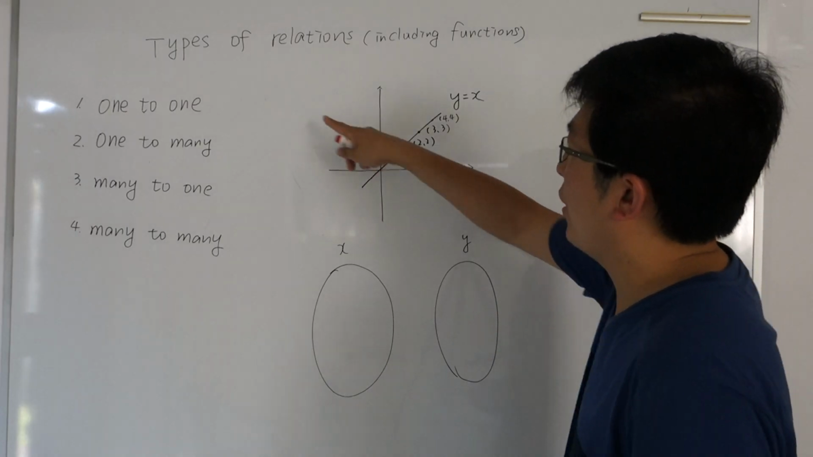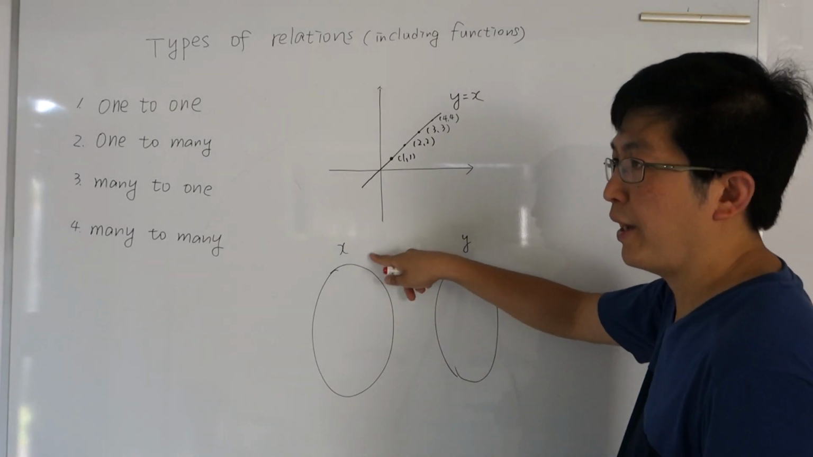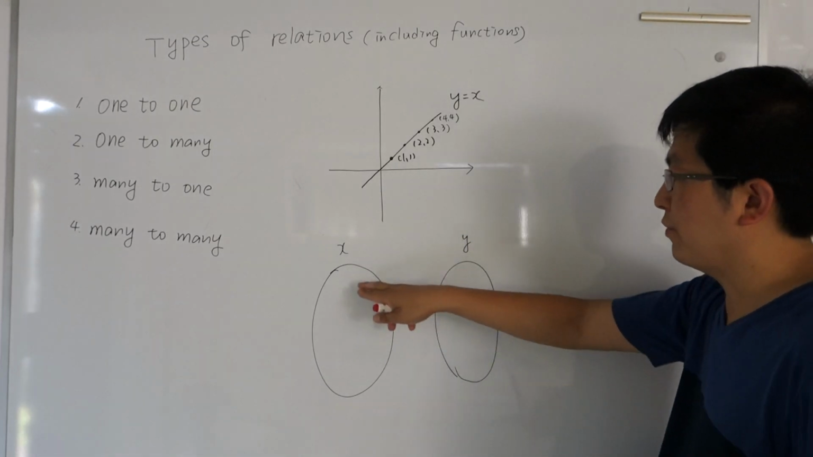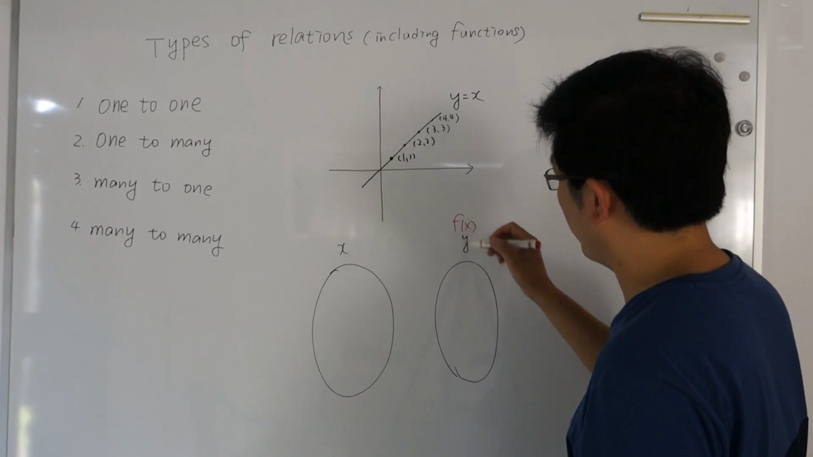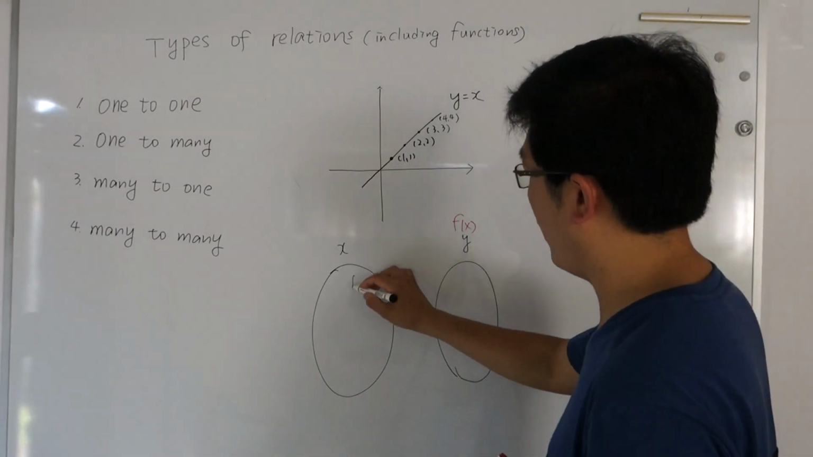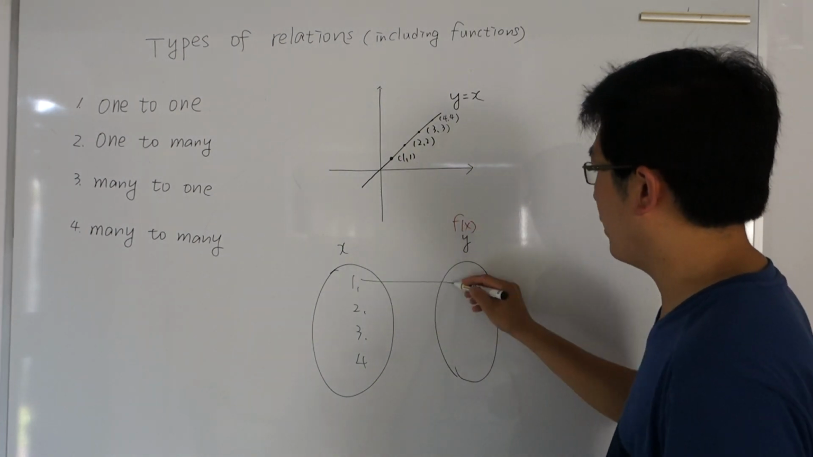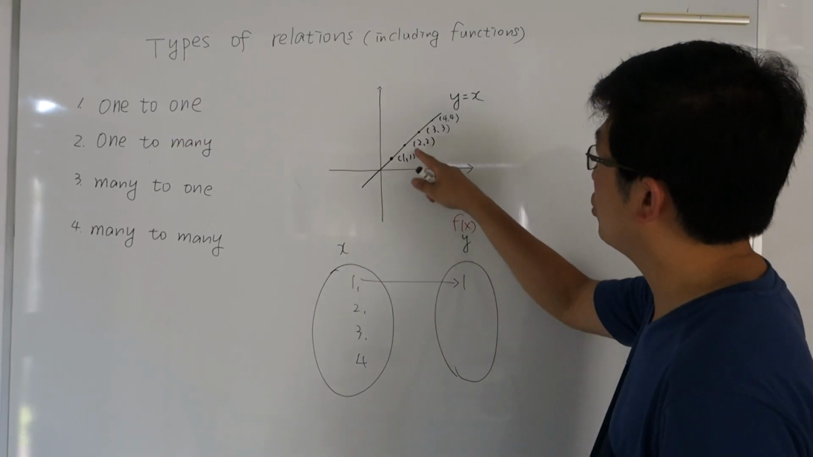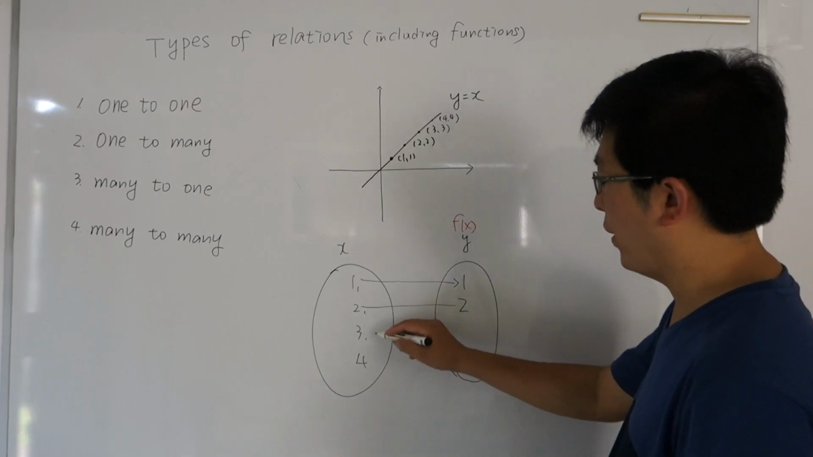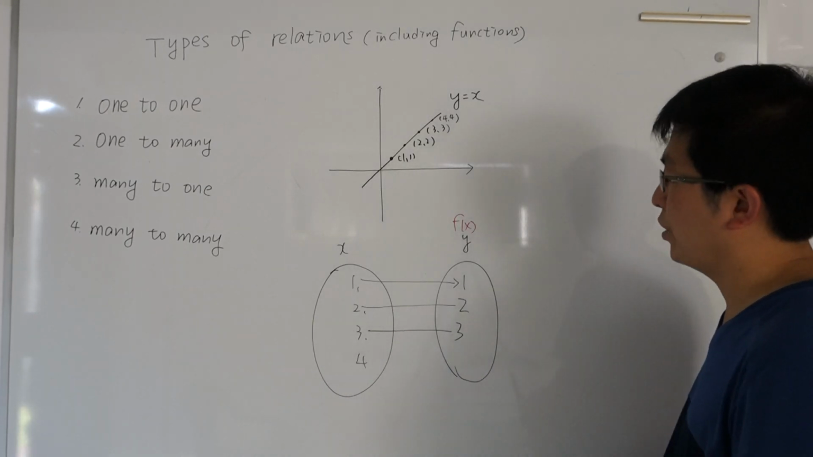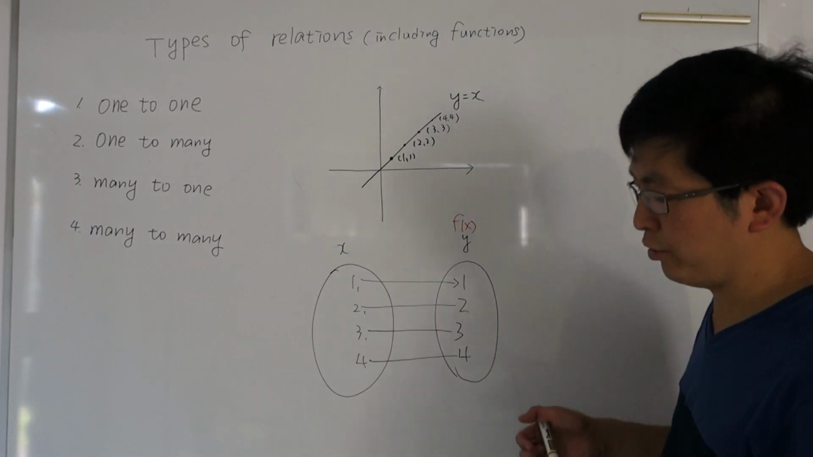So what does it mean? One to one means one x value only has one y value. One x value only goes into one y value. Here is f of x. When x equal to 1, y must equal 1. When x equal to 2, y equal to 2. When x equal to 3, y must equal 3. When x equal to 4, y equal to 4, right? So this one is called a one-to-one relation.